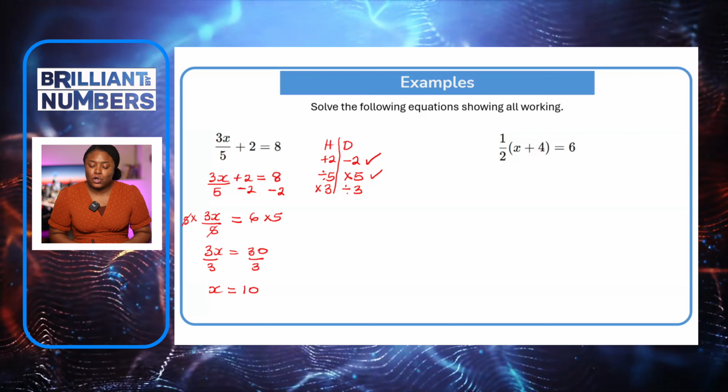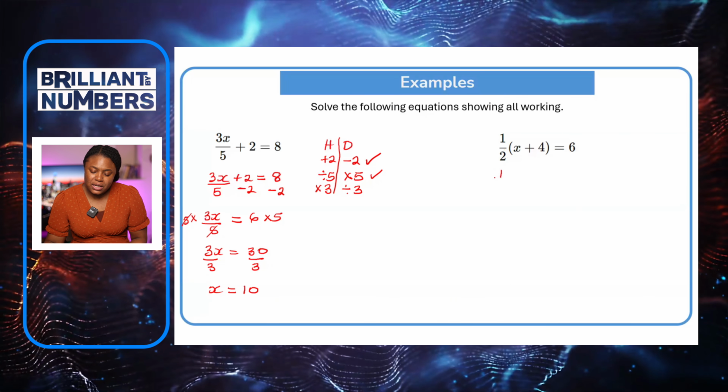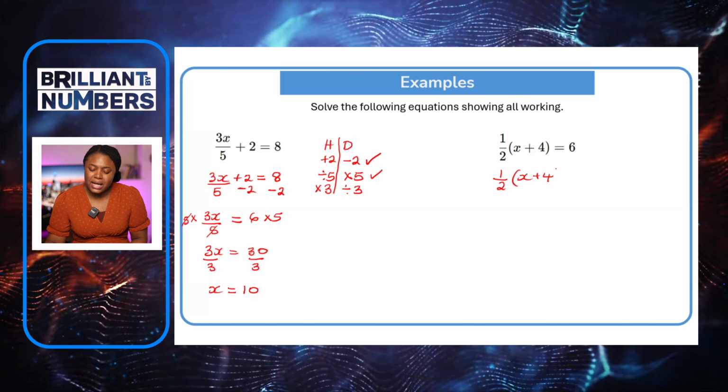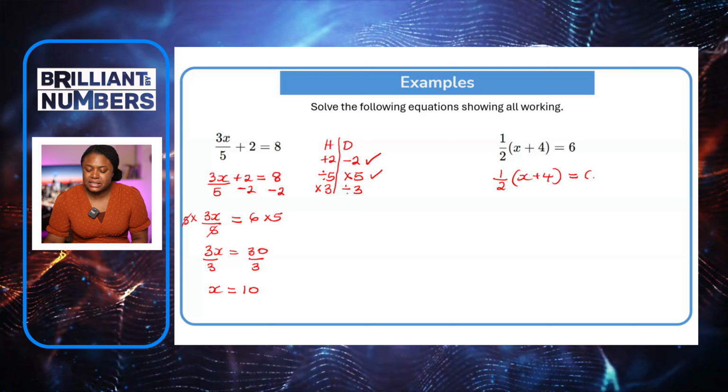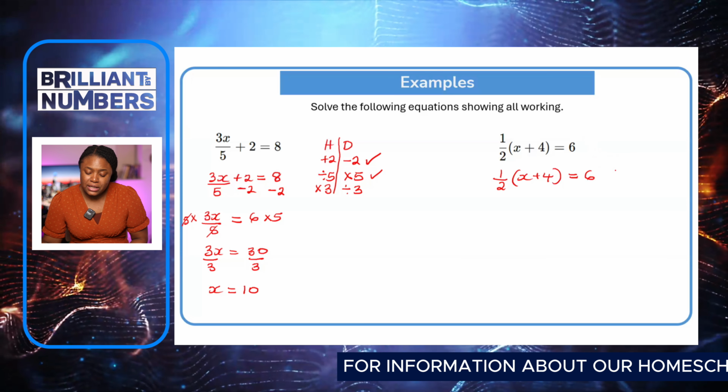Okay, moving along to our next question, where we are given 1/2 should be multiplied by x add 4, and that result is equal to 6. So again, we go for what we need to do first.